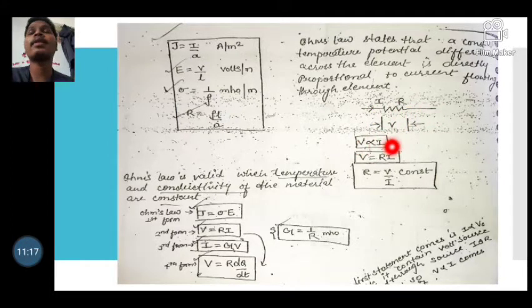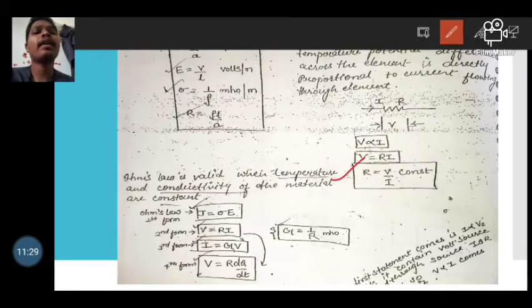So V is directly proportional to I, and the proportionality constant is R. So V is equal to R into I. You can also write R as V divided by I. So it is constant at constant temperature.